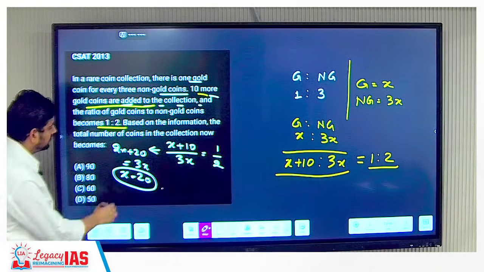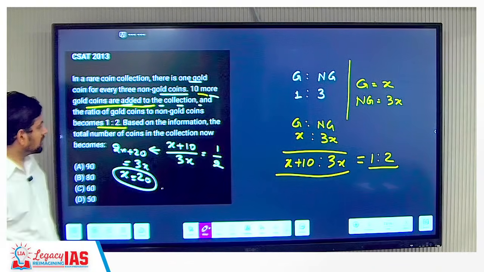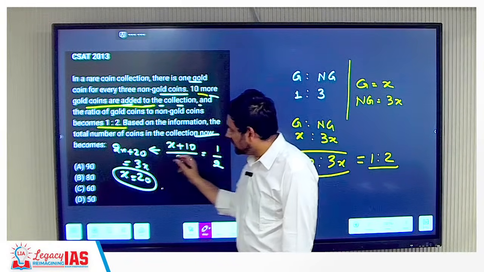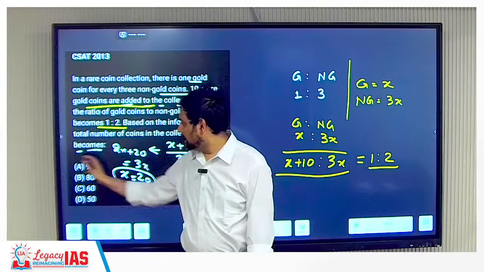Now, if x equals 20, it is asking you the total number of coins in the collection now. What is this?